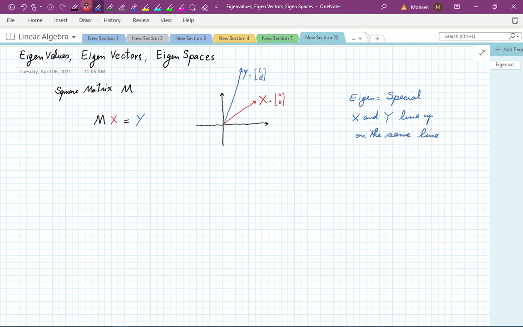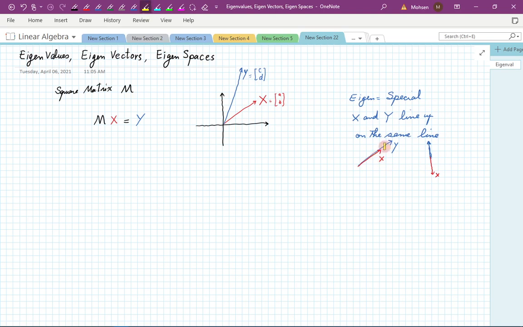Same line means, for example, if this is your vector x, then the vector y will be in the same direction. It's also possible that it is in the opposite direction, that for example you might have x like this, and then y would be in that same direction. So when that happens, x is called an eigenvector.